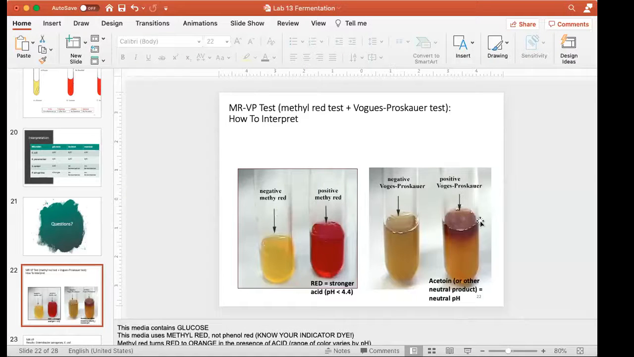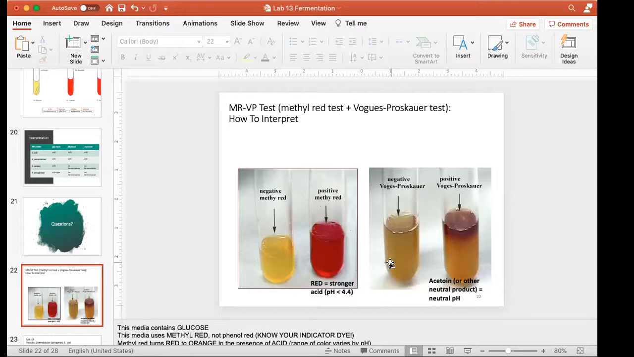So here are the 2 tests side by side, because again, we tend to run these together. MR test, here's the uninoculated media. It has a dye in it called methyl red. It starts yellow. A positive result is going to be some kind of a red to orange color. The more red it is, the stronger the acid. The less red, more orange it is, the weaker the acid. Pretty simple test all in all, as long as you remember how to read it.